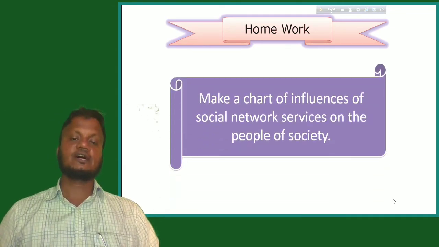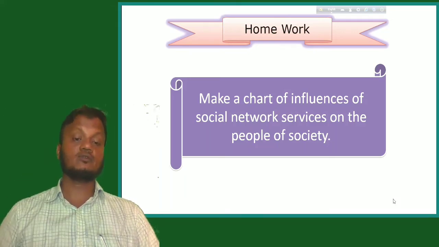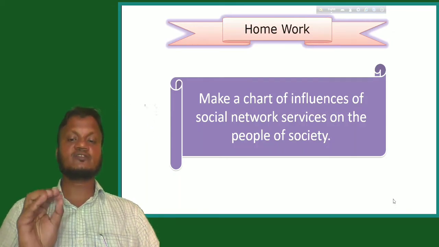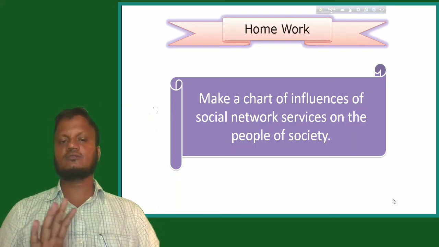Dear students, I am about to end my class. Now I am giving you homework. Your homework is to make a chart of influences of social network services on the people of society. Okay, it is your homework. Dear learners, I again and again suggest you to write down your homework from your own memory. You never try to write your homework from any sources or copying from any type of sources.